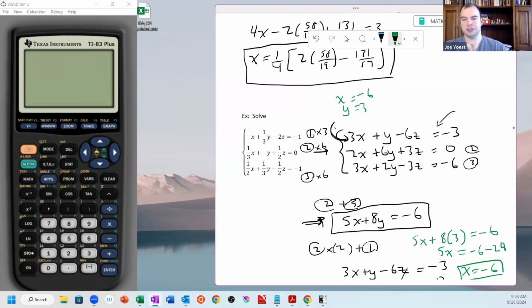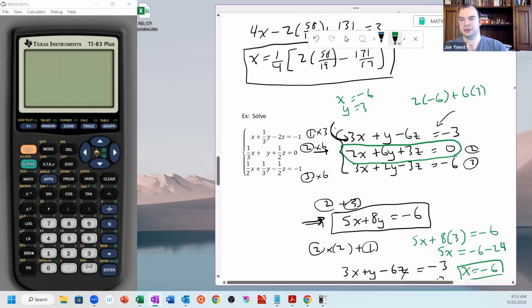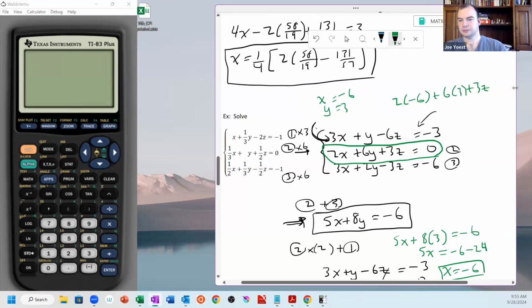And then I pick one of these equations up here. Maybe I'll go with this one of the equations with all 3 variables, just because it has a 0 on the right-hand side. That'll make it a little easier to solve. So I have 2 times -6 plus 6 times 3 plus 3z equals 0. Or I have -12 plus 18 plus 3z equals 0. So that's 6 plus 3z equals 0. 3z is -6. Z is -2.